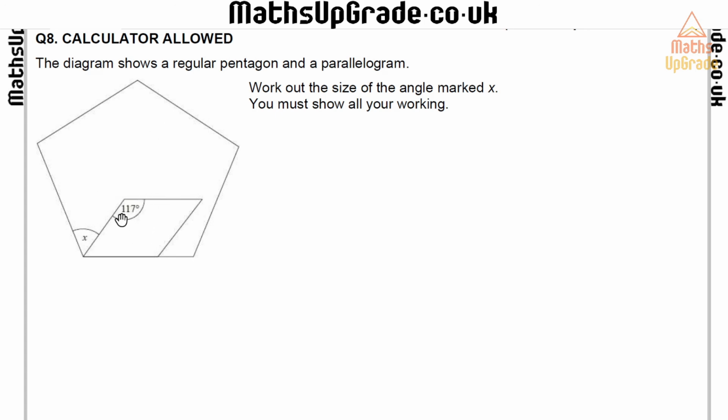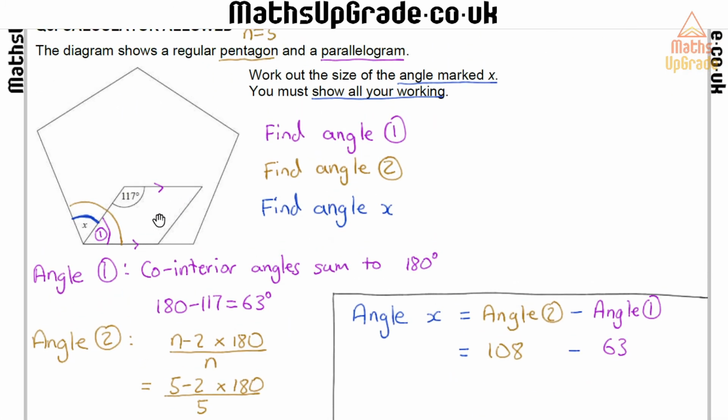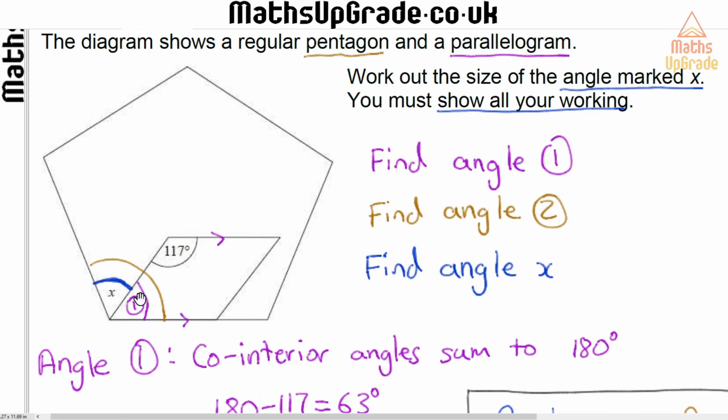The only other information I'm given is the fact that this is 117 degrees. But also remember, this is a regular pentagon. So I'm going to answer this question by, first of all, labelling some of these angles around here. I've labelled this angle as number 1, and I'm going to find that angle first. Then I'm going to find the whole of this angle, which I've called angle 2. Then I'm going to subtract those two to find angle x, which I need for the solution.